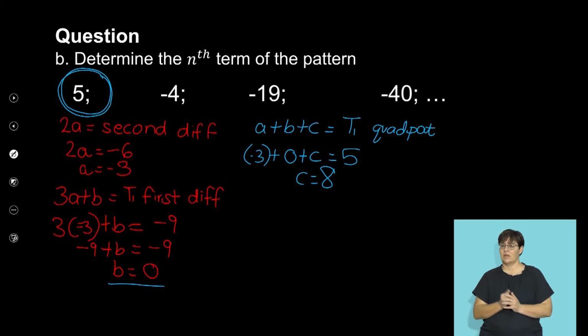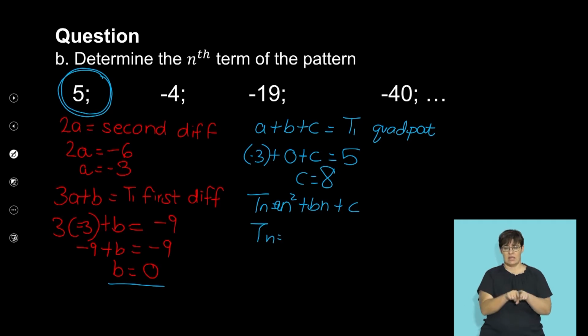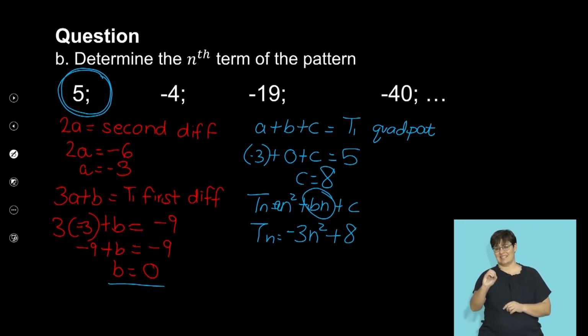At this point, please don't forget to conclude because I still need to substitute into Tn is equal to An squared plus Bn plus C. So Tn will be equal to negative 3n squared plus 8. Please note that I don't have anything with Bn because B has a value of 0. I hope that everyone's okay with me so far.